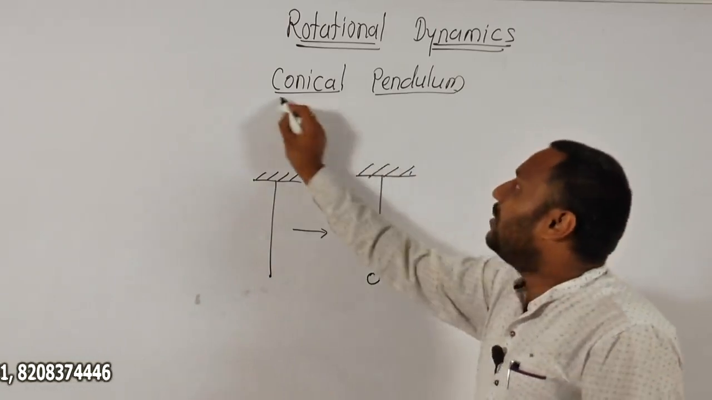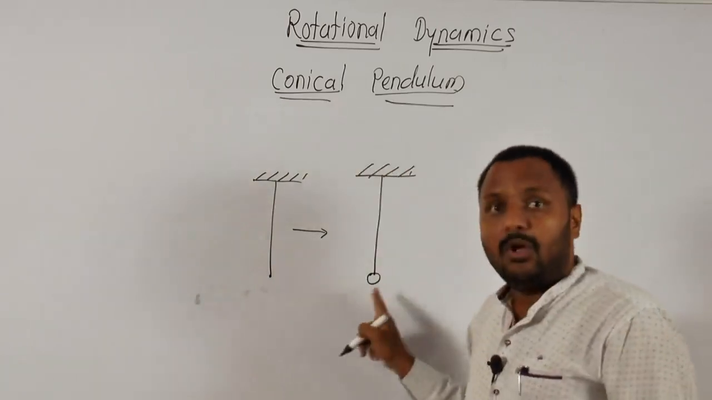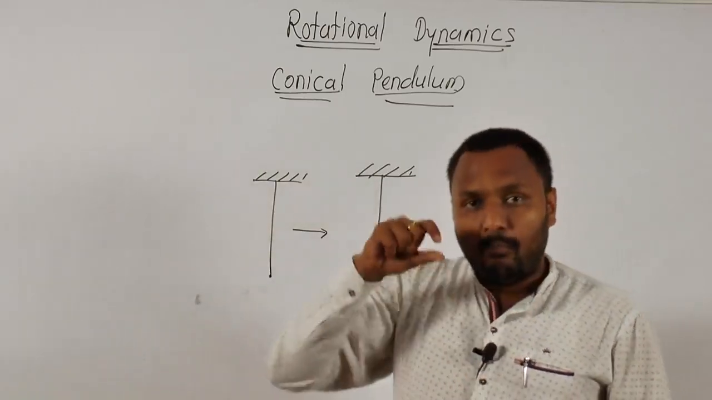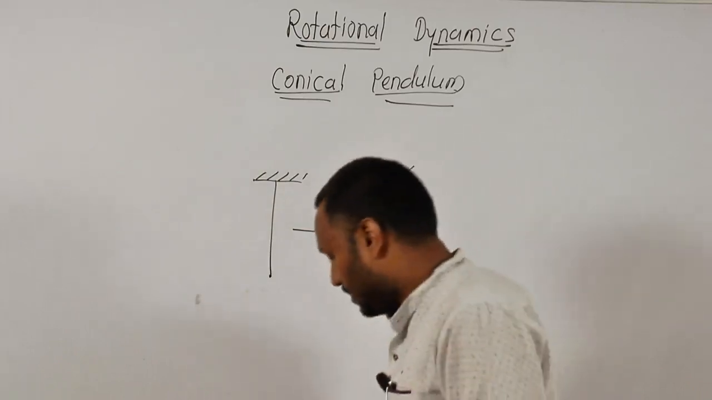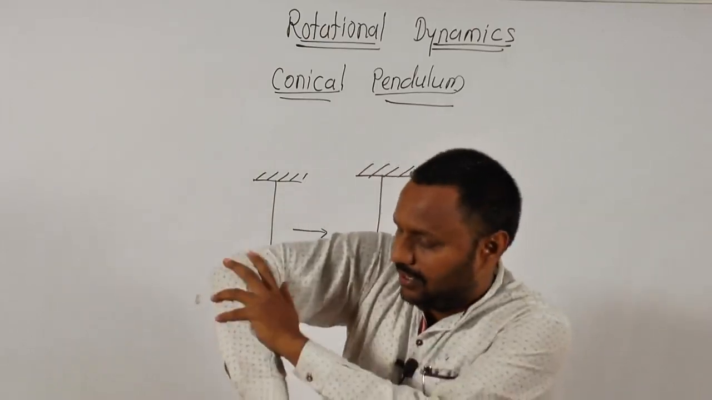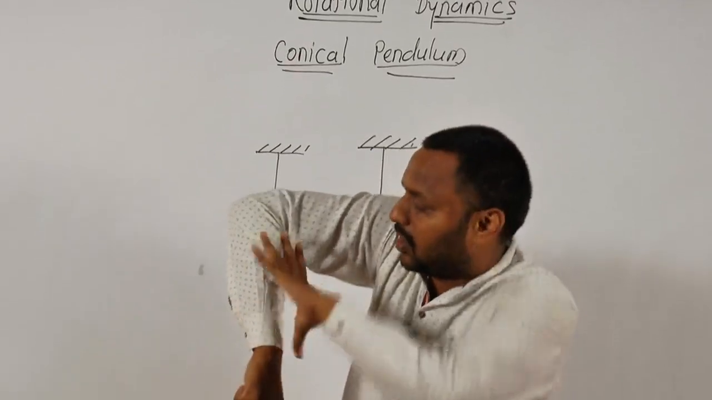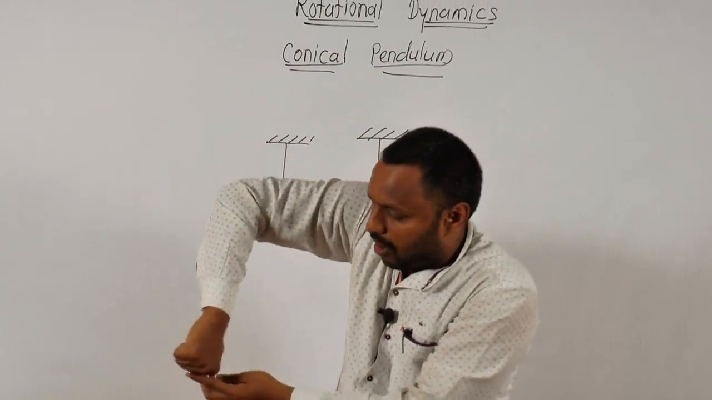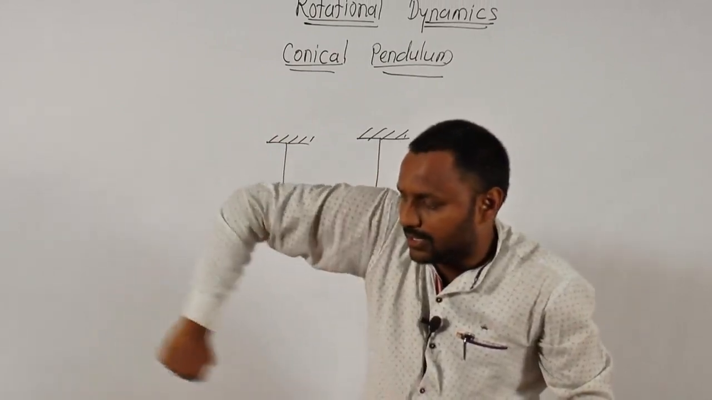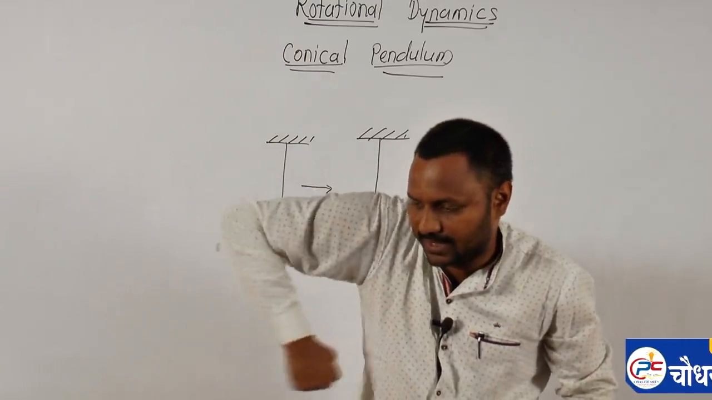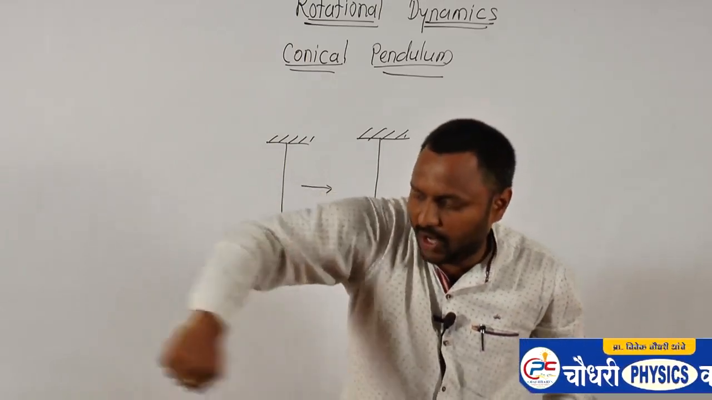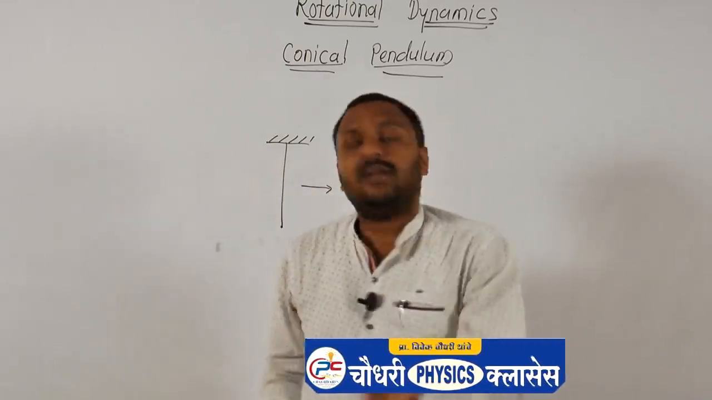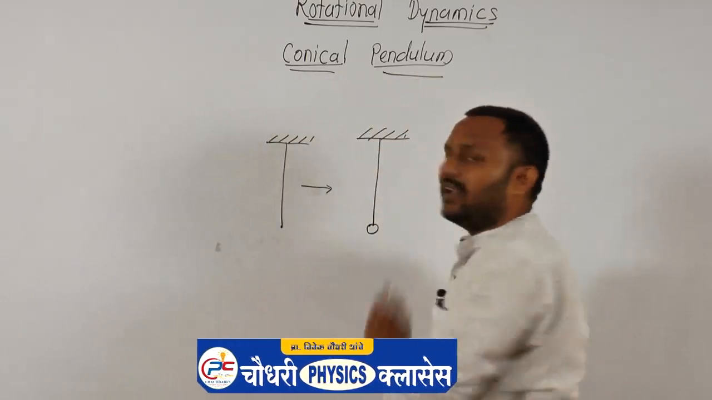And what is a conical pendulum? A conical pendulum is a simple pendulum. The only difference between them is that the bob describes a horizontal circle. Now observe this one. This is a string and this is a bob. This is called a simple pendulum tied to the fixed support. Here the bob is moving along a horizontal circular path, and then the string forms a cone. Therefore this pendulum is called a conical pendulum.